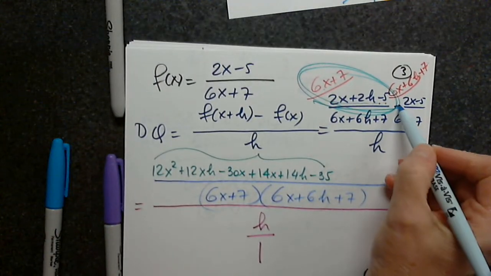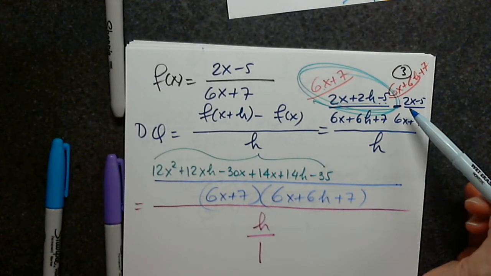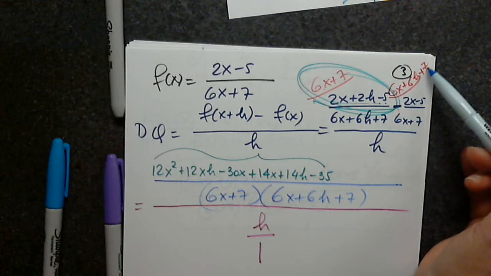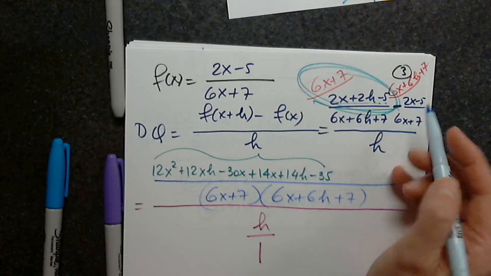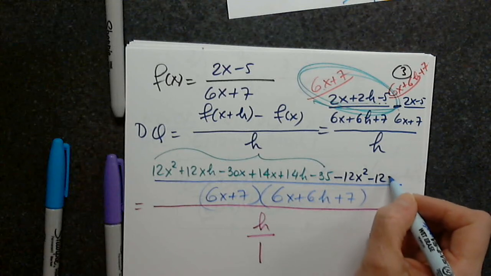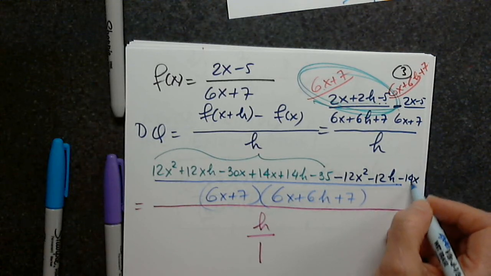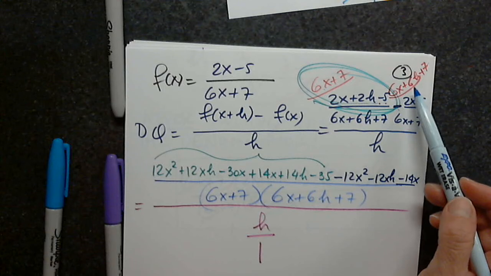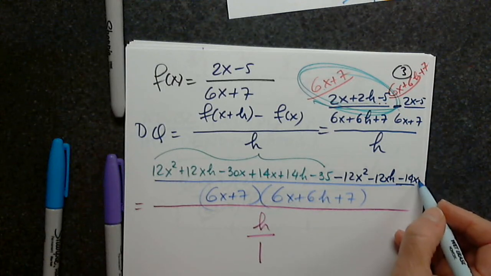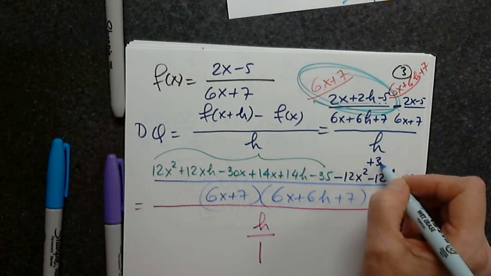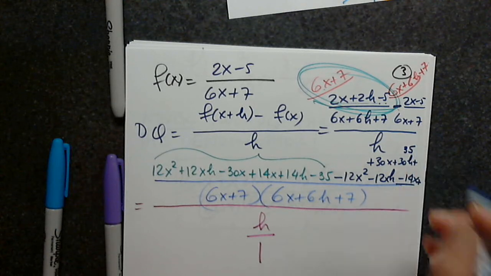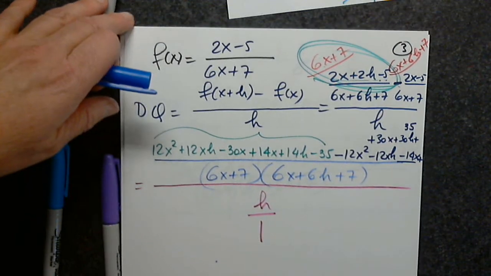Now we have to be very careful because there is a negative sign in front. So I have to distribute 2x to these three but change the sign at the same time. And then I'm going to distribute positive 5 to these three. Ready? So I distribute negative 2x. Negative 12x squared, negative 12xh, negative 14x. So negative 12x squared minus 12xh and minus 14x. And now plus 30x plus 30h and plus 35. This time I ran out of room twice.